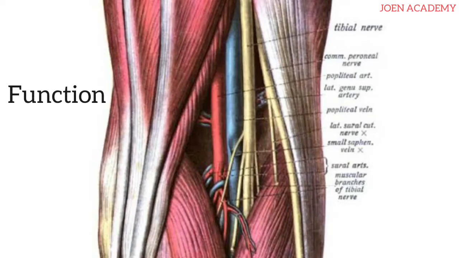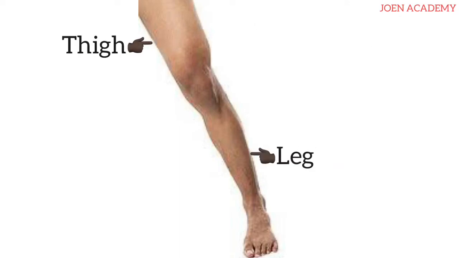The major function of this anatomical area, known as the Popliteal Fossa, is that it is the major part through which nerves and blood vessels pass between the thigh and the leg.